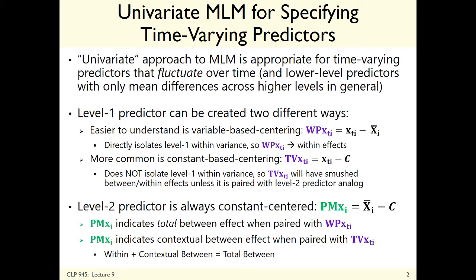So you will see in notes in my syntax this language of contextual between versus total between. They're both level 2 effects, but they mean different things. Contextual is after controlling for the level 1 predictor. Total between is not. So if you take your within plus the difference of between and within, which is the contextual, you get to the total between.